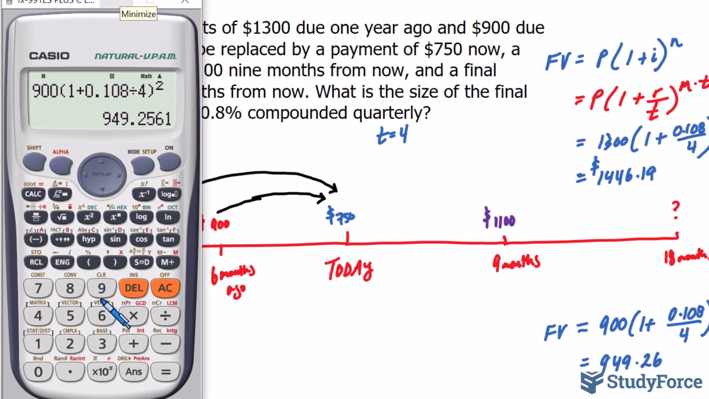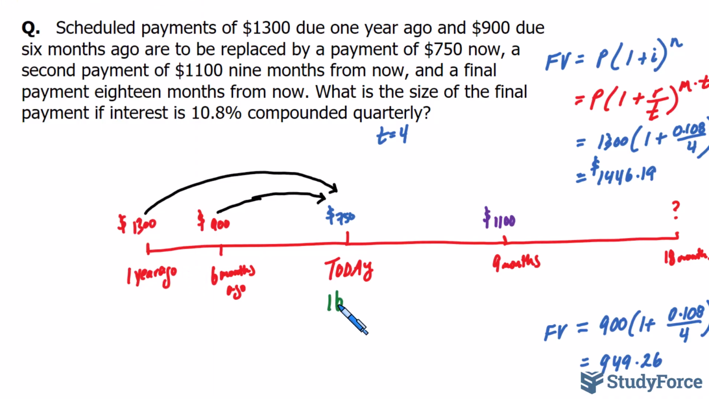I'll go ahead now and add that number and the one that we found, 1446.19, together, and that makes a total of $2,395.45 today, which, by the way, you have to make a payment of $750 today. So I'll subtract from that sum $750. This means that I still owe $1,645.45 today. Let me write that down somewhere here. $1,645.45. That is how much I owe today.